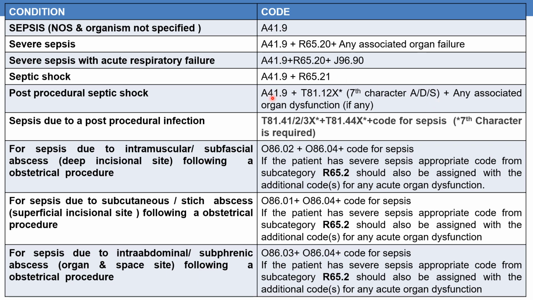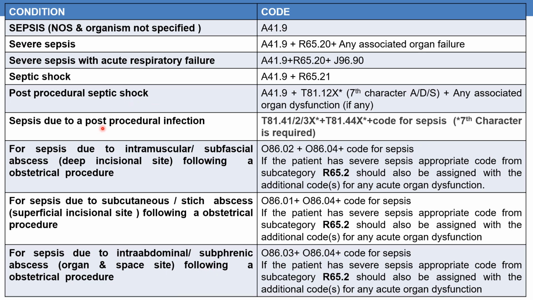And in all the cases I am using only A41.9 because this is sepsis NOS. If there is any specific organism and if there are specific combination codes, if you see in the tabular list, A41 category, you can find various sepsis codes. So whenever the physician describes any specified organism and it has a specific code, you need to code that code. Here I am simply taking sepsis NOS. That is why I am using only A41.9. So for post-procedural septic shock, first A41.9 followed by T81.12x, which requires a seventh character A, D or S, plus any associated organ dysfunction if any.